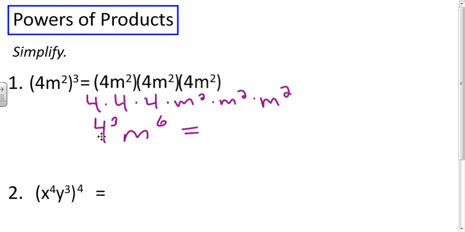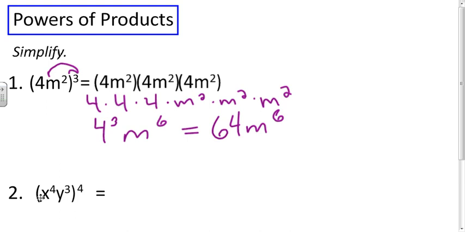Can simplify this a little bit more. 4 to the 3rd power: 4 times 4 is 16, 16 times 4 is 64. m to the 6th. And notice here, if I took this 3 and I multiplied it here, this is 4 to the 1st. So 1 times 3 is 3. That's where the 4 to the 3rd comes in. And 3 times 2 is 6. That's how we get m to the 6th.